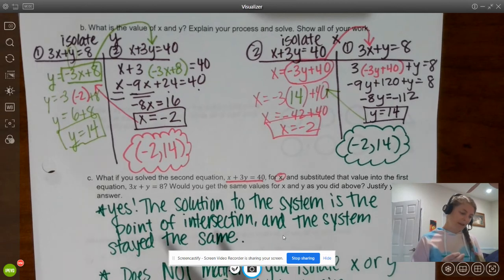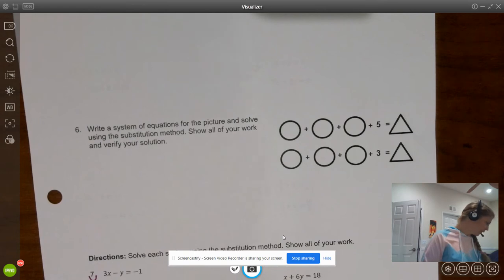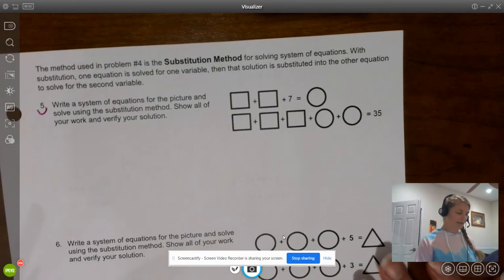The other thing I want to remind you is that when we write our solution as an ordered pair, it's in alphabetical order, x comma y. And in some cases, if I change the variables like a and b, it would be a comma b because we're doing that in alphabetical order. Cool. Okay, so let's take a look at number 5 and 6.